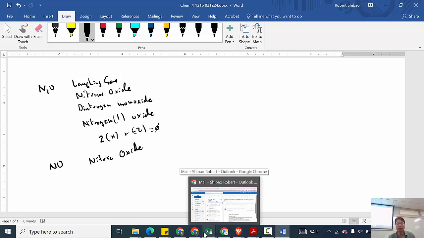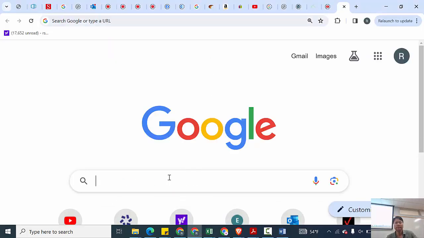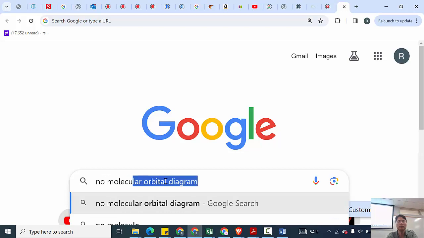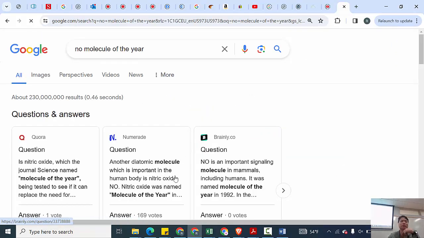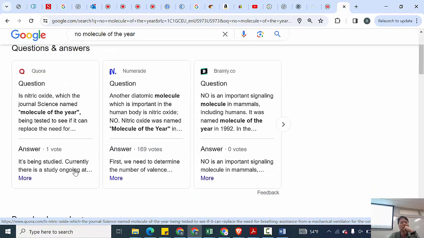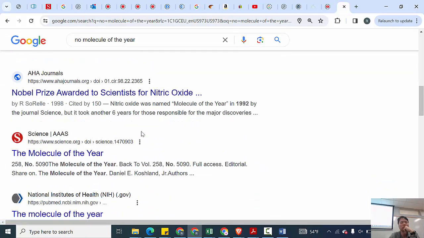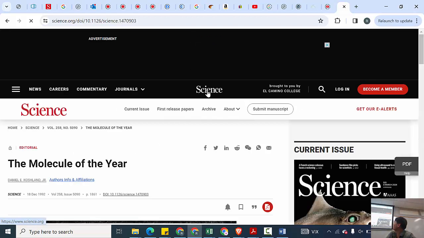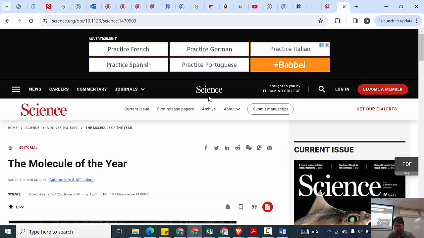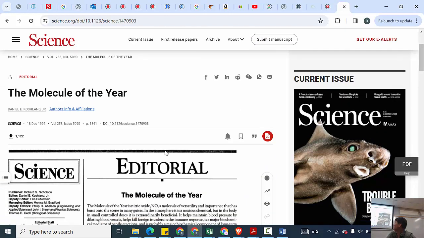You might not be aware of Molecule of the Year. Also, not only did it win Molecule of the Year, it won Molecule of the Year quite a while ago. Let's see what it is. I forgot what year it was. This is Science Magazine. Science and Nature Magazine are the premier scientific journals in the world.